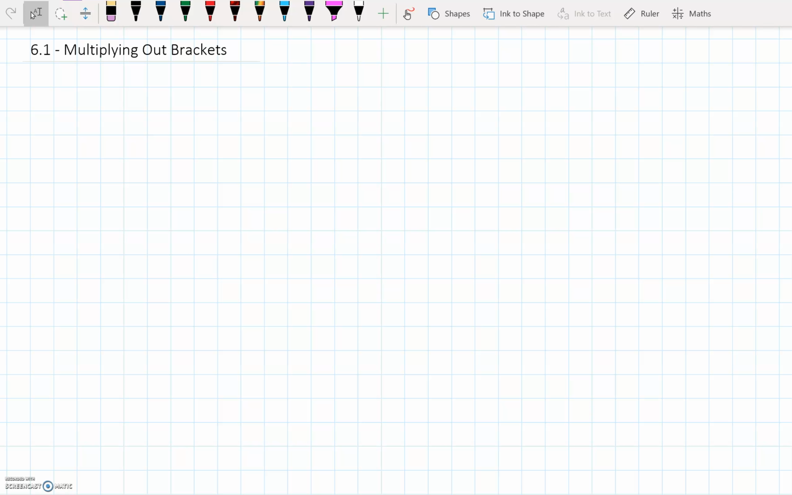For Chapter 6, we're going to start with multiplying out brackets. Now, there are a few things you need to keep in mind when you're doing this. The first is BIMDAS, B-I-M-D-A-S, or whatever order you've learned it in. Remember, B is for brackets. So that means that the first thing we do is we simplify whatever is inside the brackets.